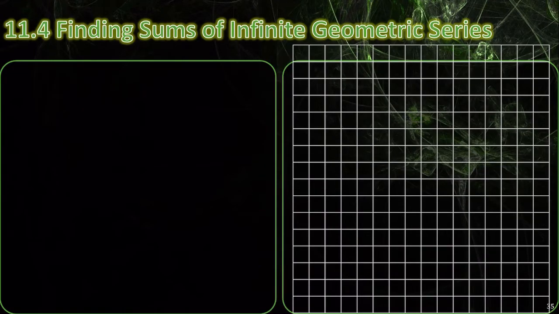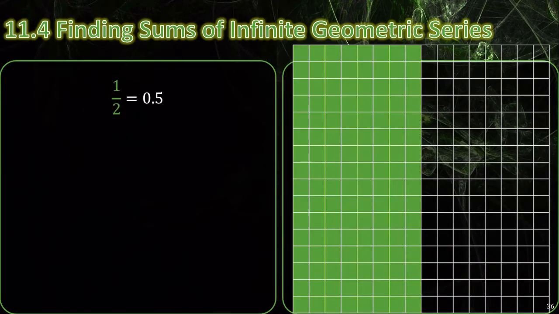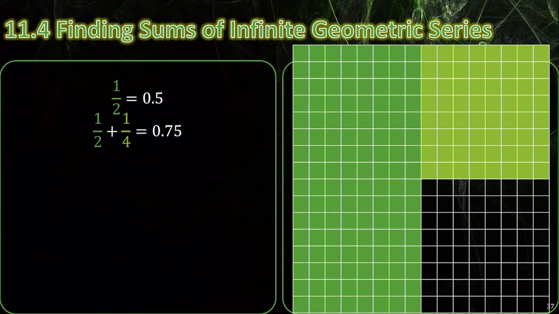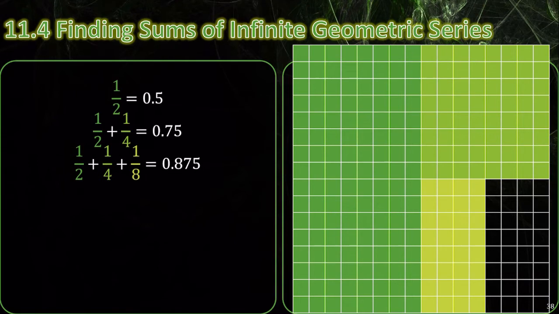All right, consider this whole grid. If I take half the grid, it's 0.5. If I take half of the remaining half, that's a quarter of it. So a half plus a quarter is 0.75. And if I do half of the black part, so half of the half, that's 1/8. Add those together, I get 0.875.